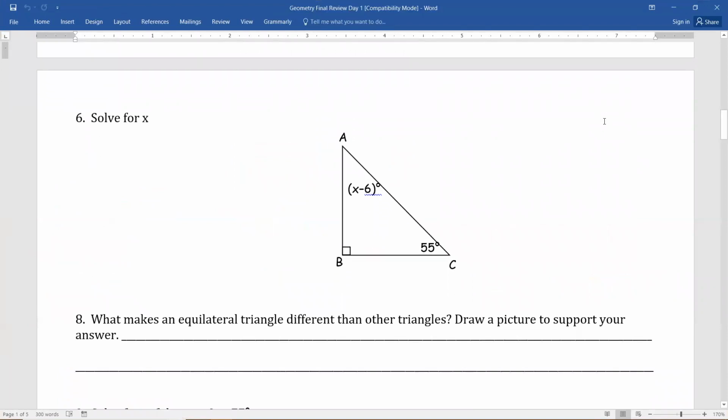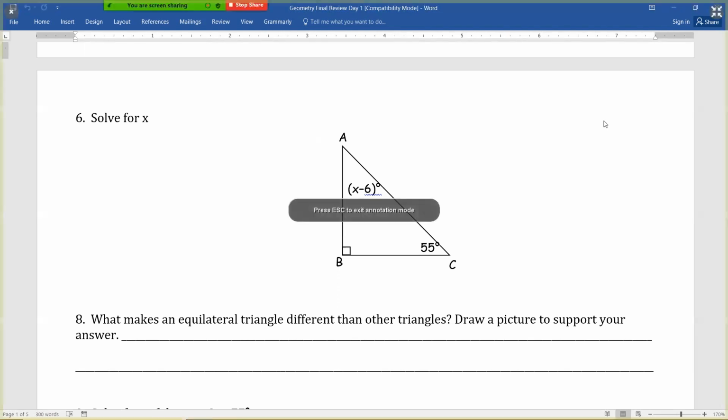Moving to the back side, we're jumping to question number 6. Question 6 says solve for x, and then they give you a triangle. So triangle ABC, you're given the angle A equals x minus 6, angle C is 55 degrees, and then angle B has a little box in it. That little box tells you that's a right angle or 90 degrees.